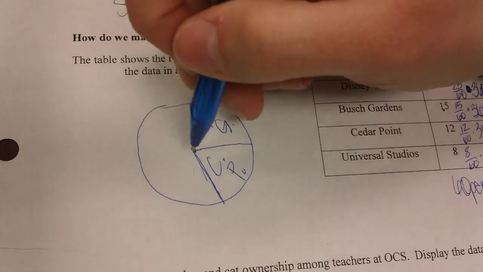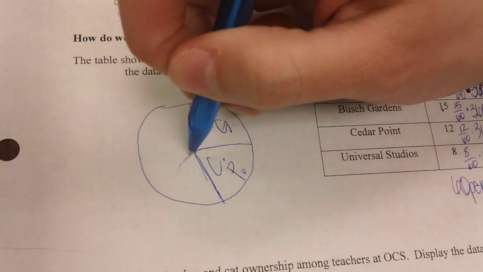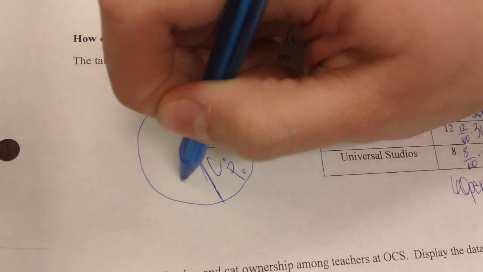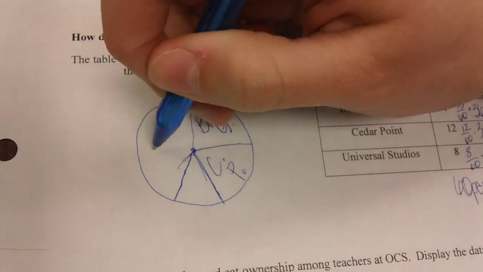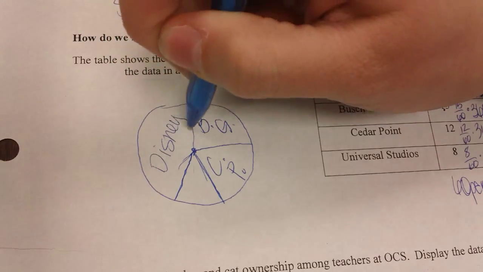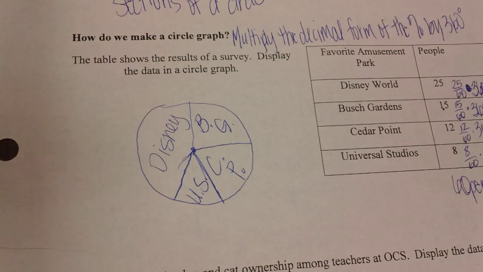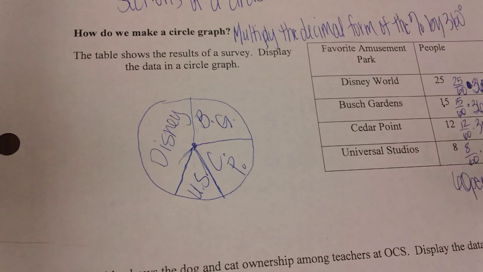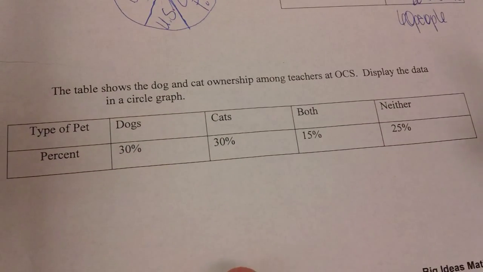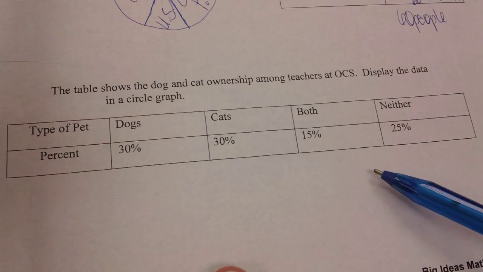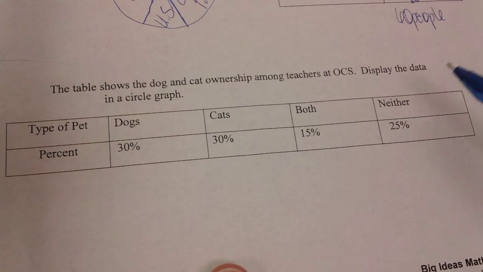150 is going to be not half, a little less than half, so maybe not that much. Disney World, and then Universal Studios is the smallest. So you can estimate a little bit about what your circle graphs are going to look like, just because you might not have a protractor at home, but in class tomorrow we'll practice using protractors to create our circle graphs.